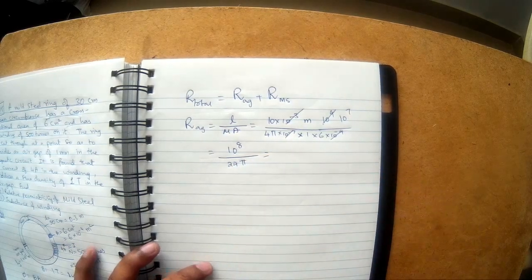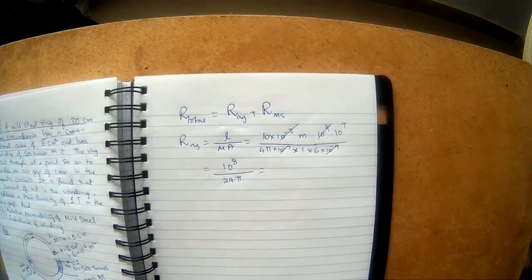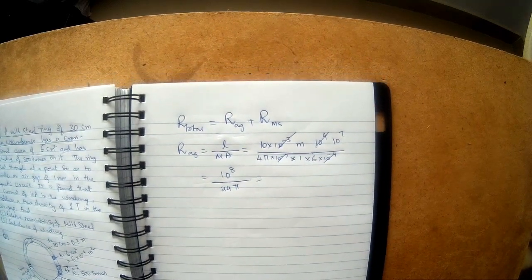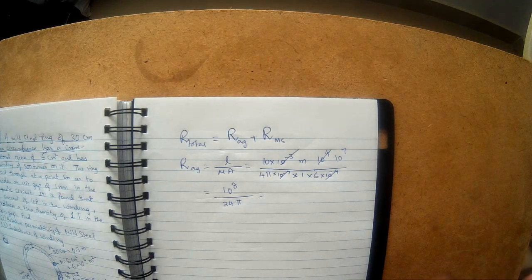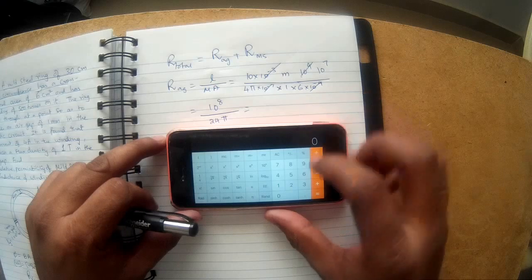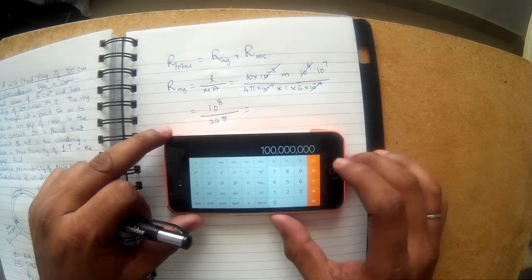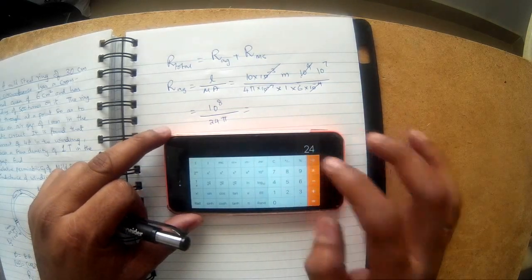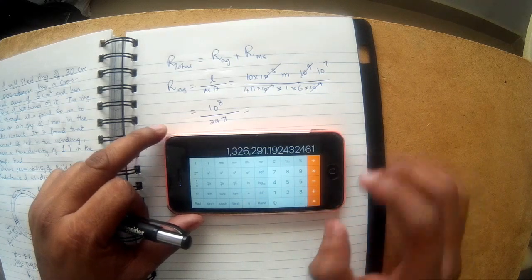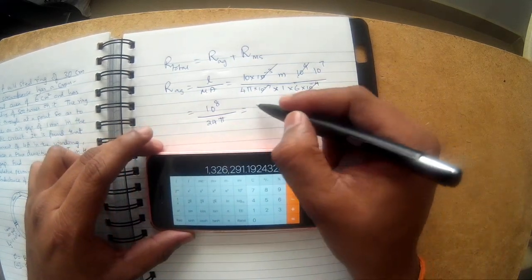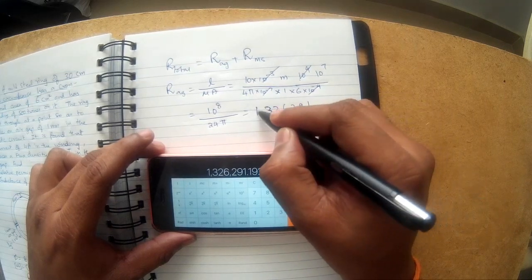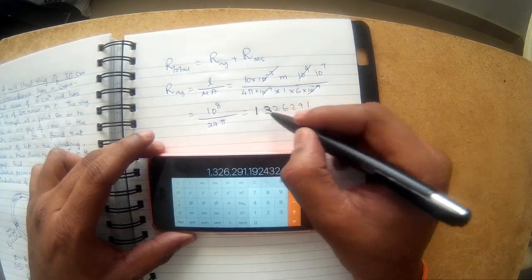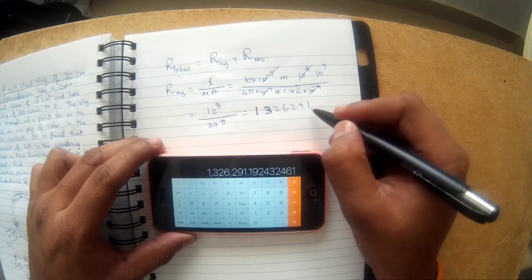Okay, so this is my reluctance of the air gap. So I think I have to use a calculator to find that. So 10 to the power of 8 divided by 24 divided by pi. So I am getting 1326291. Okay, so this is a quite large quantity. So this is the reluctance of the air gap.